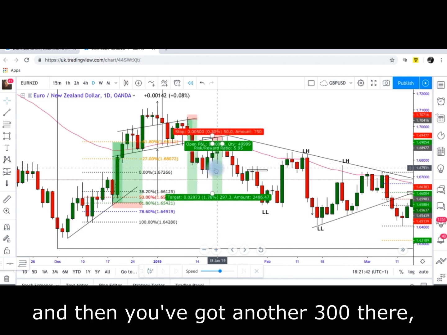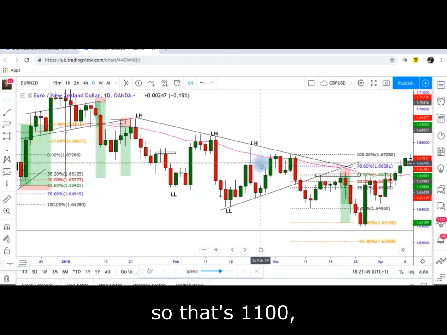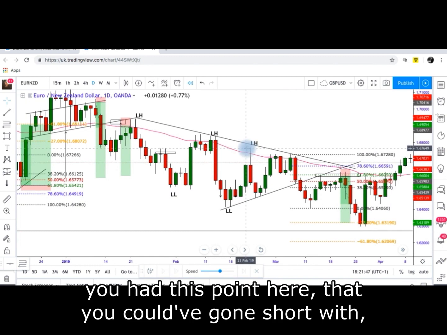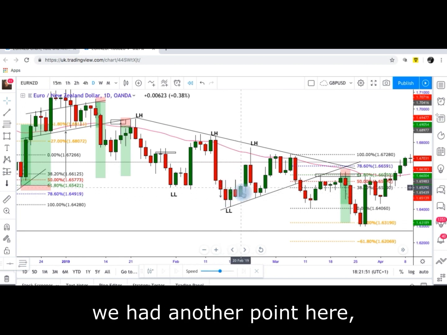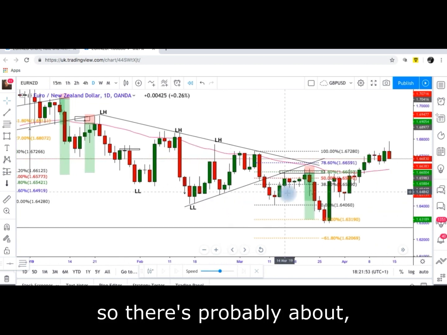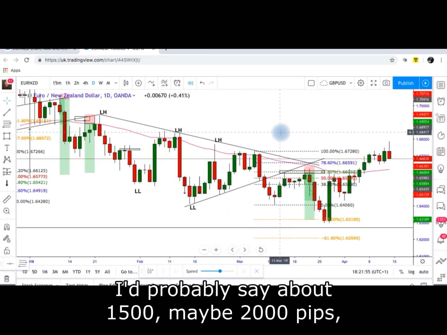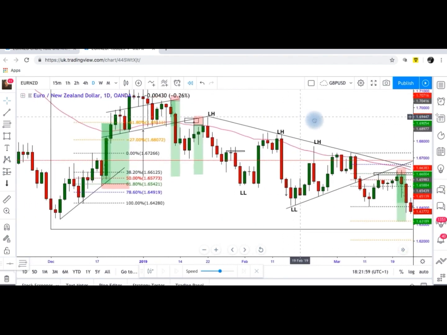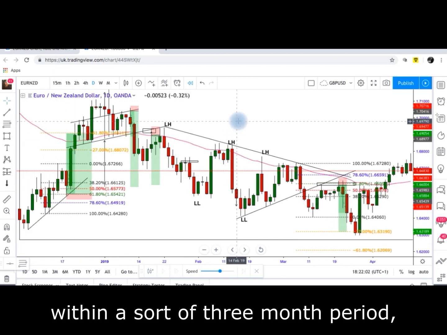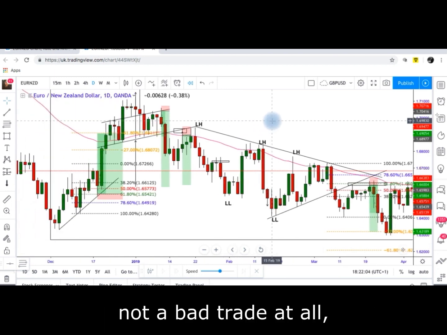And then you've got another 300. That's 1100. You had this point here that you could have gone short with, which didn't exactly hit the exact target we were hoping for. We had another point here. So there's probably about, I'd say, 1500, maybe 2000 pips within a 3-month period. Not a bad trade at all.